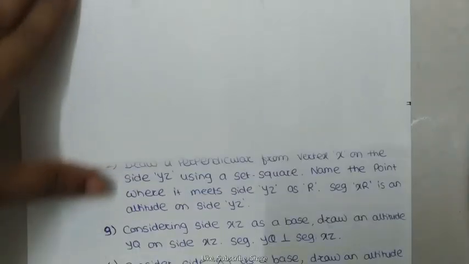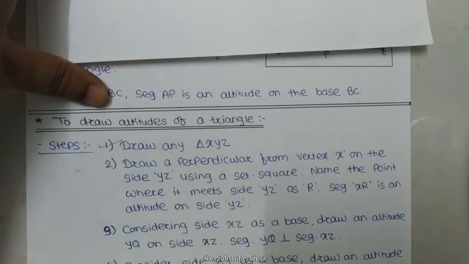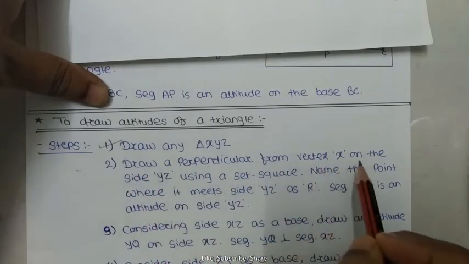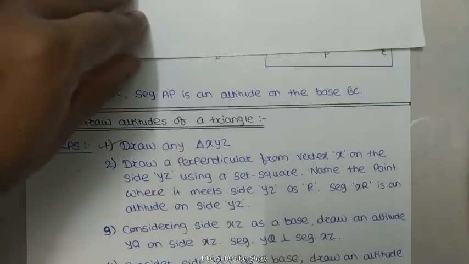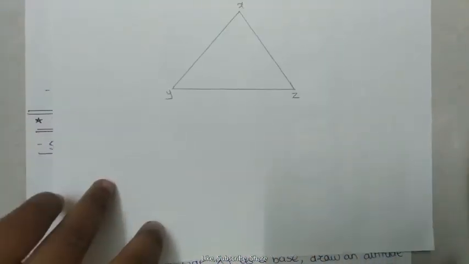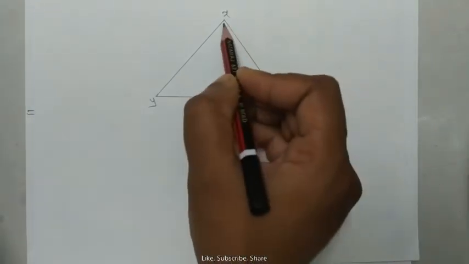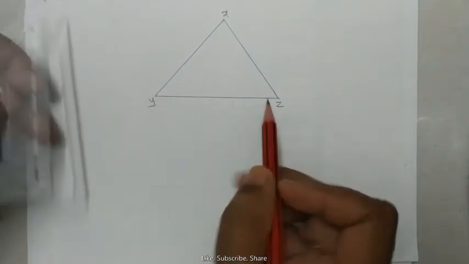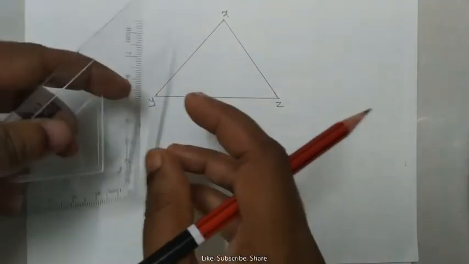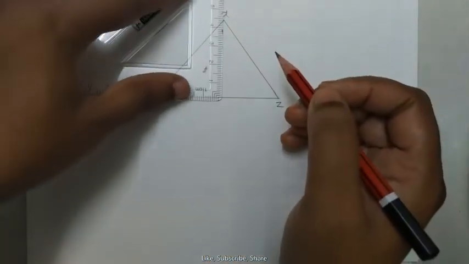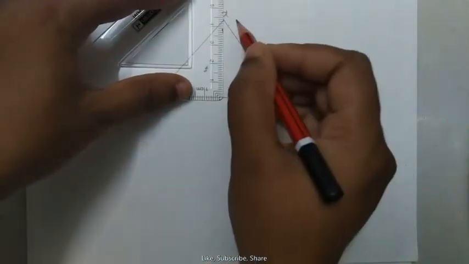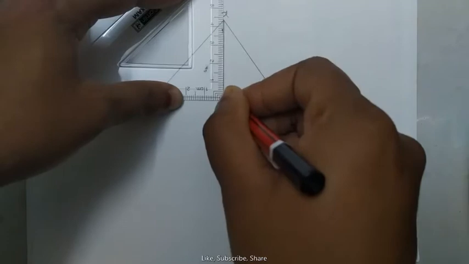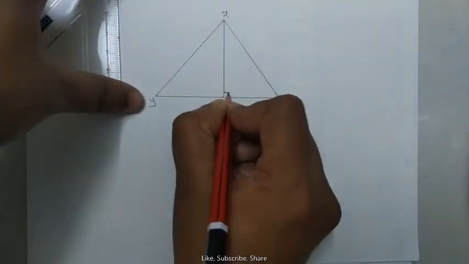Now the next step. First step was to draw any triangle XYZ. Next, draw a perpendicular from vertex X on side YZ using a set square. We have to draw a perpendicular line from X, using the set square, on side YZ. So we have to put the set square like this. Clear? That means we get a 90 degree angle, so we draw the perpendicular line. This one is the 90 degree.